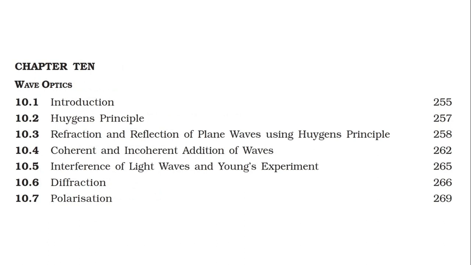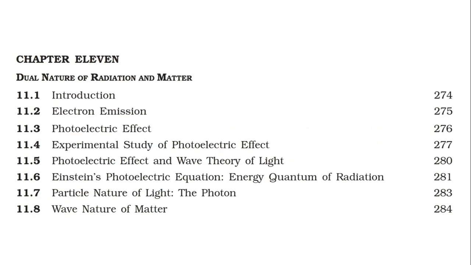Introduction, Huygens principle, refraction and reflection of plane waves using Huygens principle, coherent and incoherent addition of waves, interference of light waves and Young's experiment, diffraction, polarization. Total 7 subtopics. Chapter number 11, dual nature of radiation and matter. Contents: introduction, electron emission, photoelectric effect, experimental study of photoelectric effect and wave theory of light, Einstein's photoelectric equation, particle nature of light, the photon, wave nature of matter, containing total 8 subtopics.